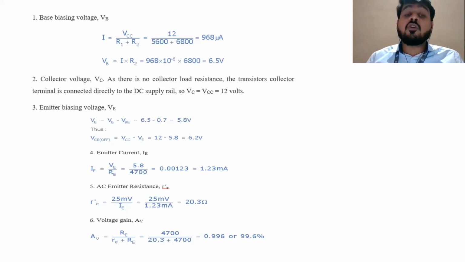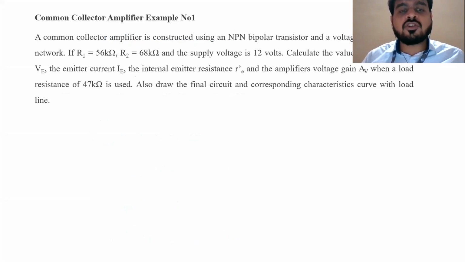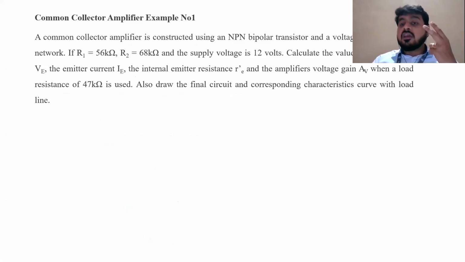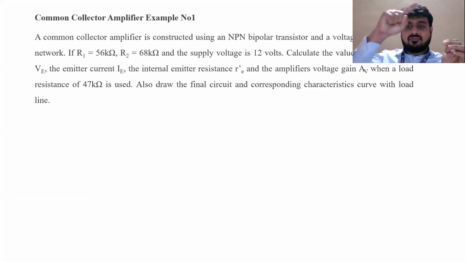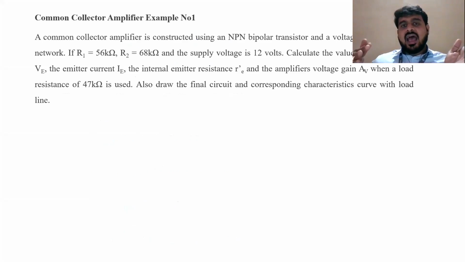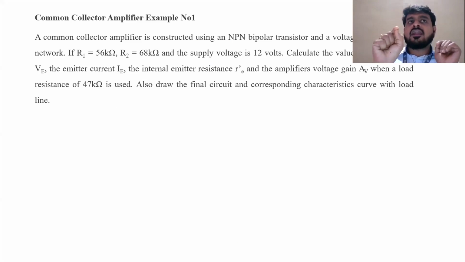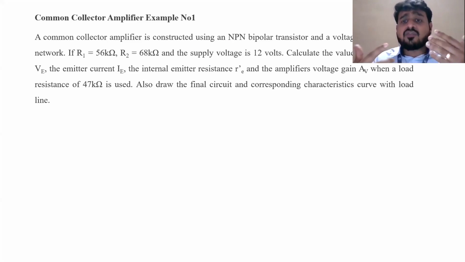What was the last portion of this question? The last portion of this question is to draw the final circuit and the corresponding characteristic curve with the load line. Whenever we draw the characteristic curve of a CC amplifier or CE amplifier, we have certain points called the operating point, the Q point, and the DC load line. Whenever we have the graph, we place a slanted line, and wherever the point and voltage are active, that is called your Q point or operating point. That is what the graph expected in this question.